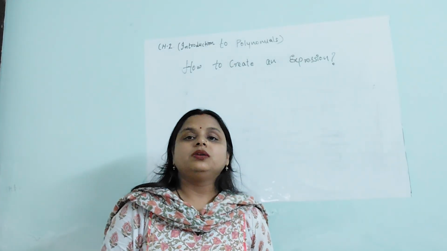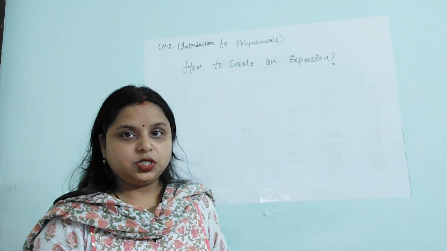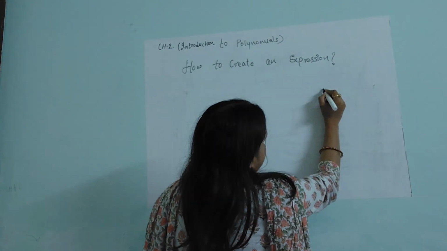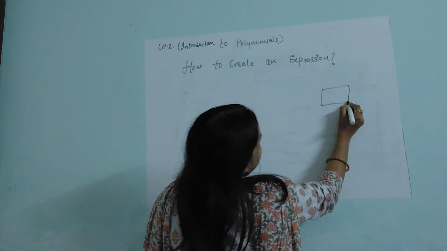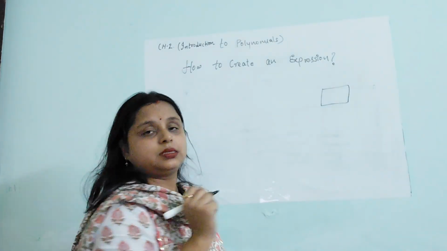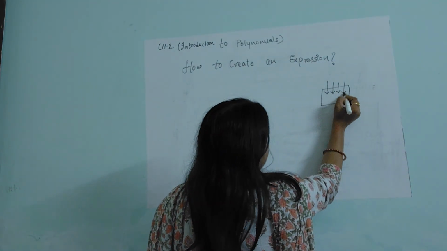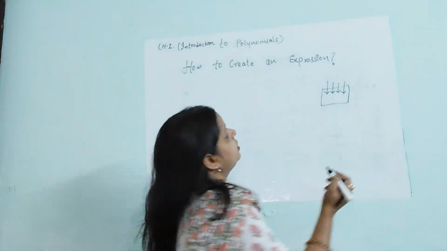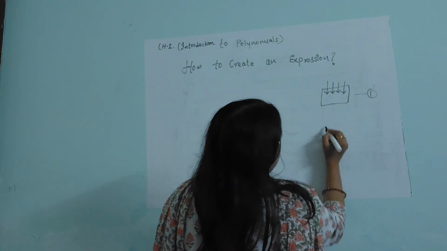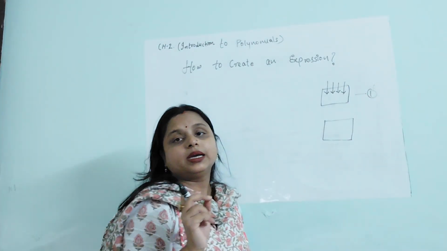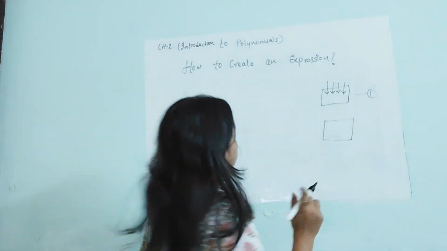Hello everyone. So today we will see how to create an expression. Suppose I have a box. It has 4 pens. Then I have a box number 2. It has 5 pencils. Okay.